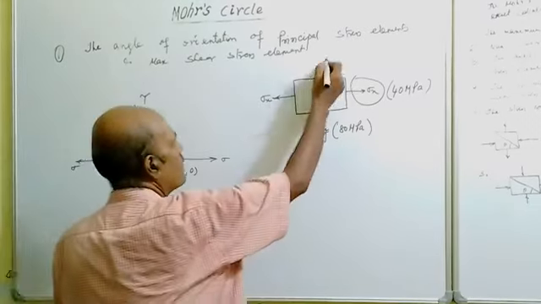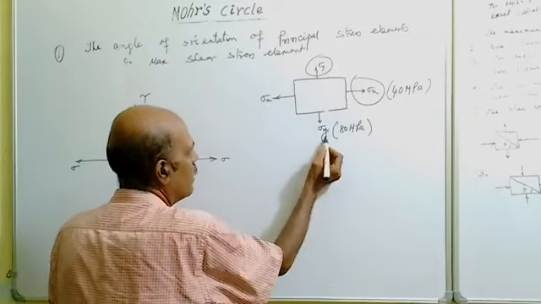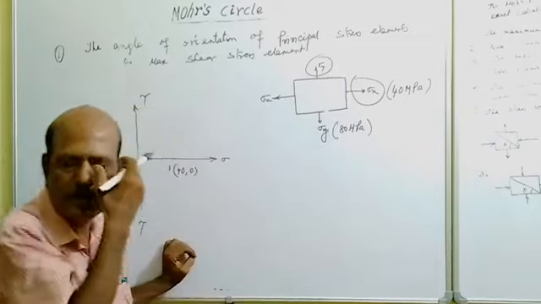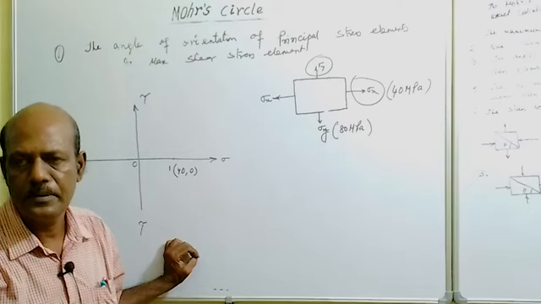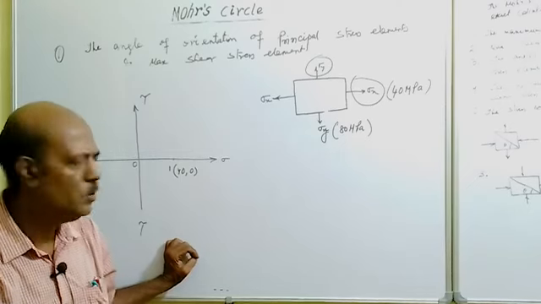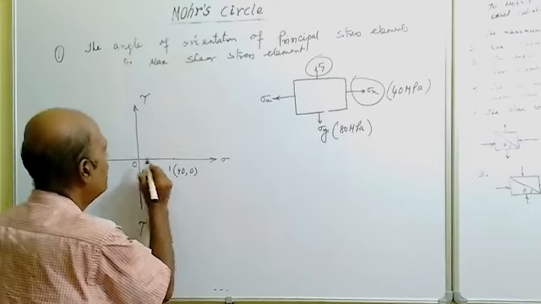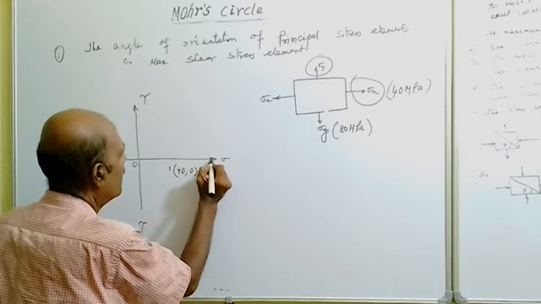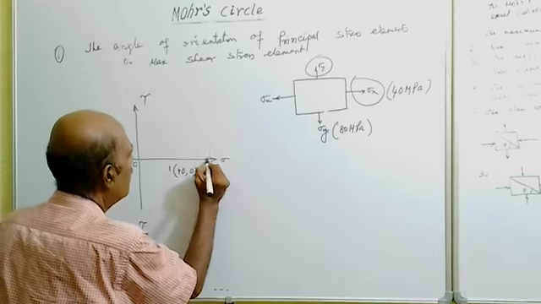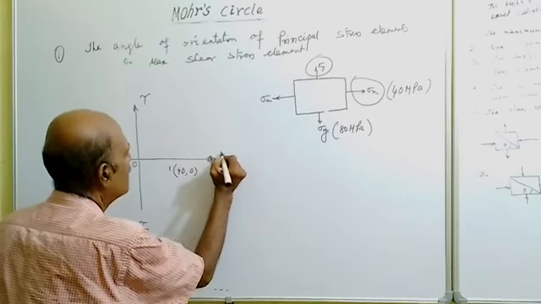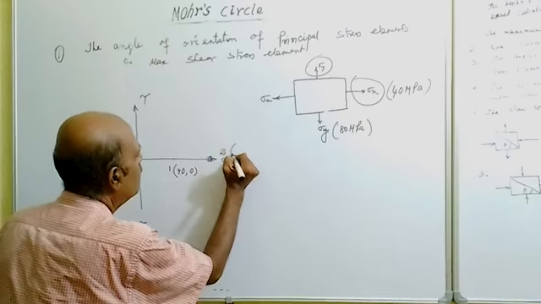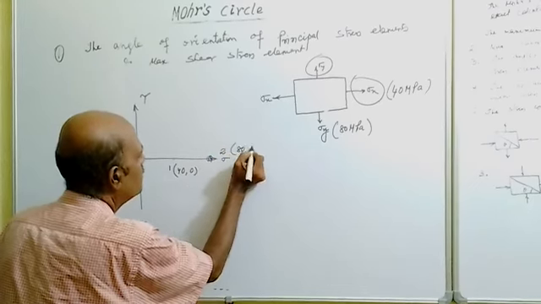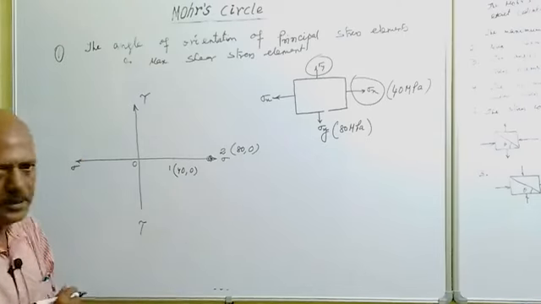Now go to y face. What is the stress condition? Only sigma y 80 megapascal is acting on y face. Tau also 0. So by using the same scale, if this is 40, this becomes 80. So we will get the second point, that is point 2, that is 80, 0. So we have got 2 points.